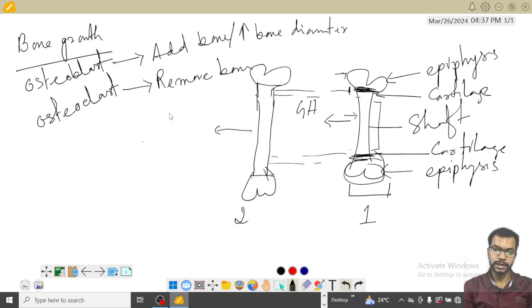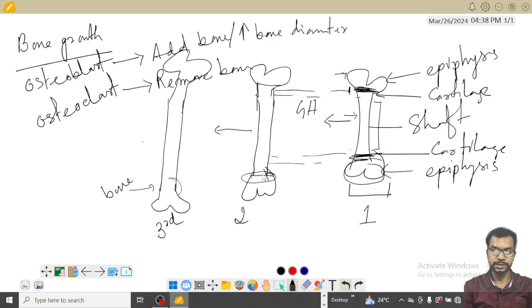In the third stage, you see there will be no cartilage. So this was a thin line of cartilage, which was used to increase the length of the shaft, and now no cartilage remains. This is the third stage, and this portion is later converted into bone, because previously it was cartilage. In the first stage, the bone of the shaft and the bone of the epiphysis were joined by cartilage. Now they are joined by bone, meaning there is bony fusion between epiphysis and shaft.